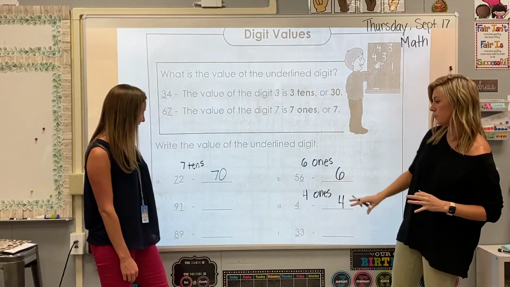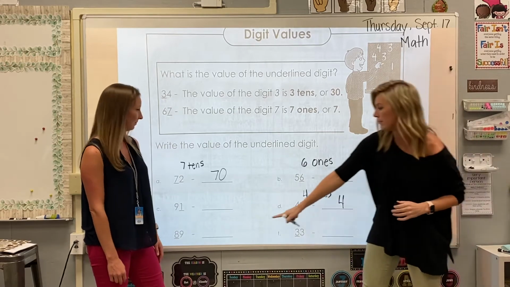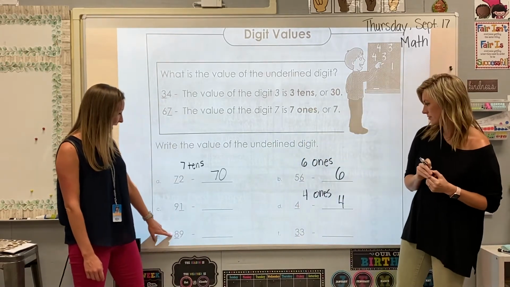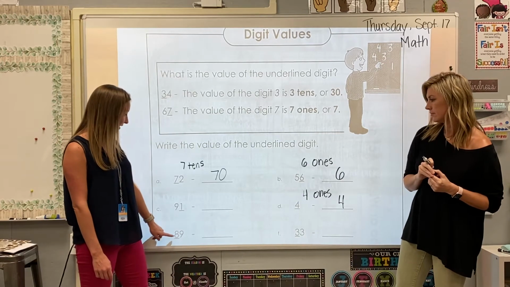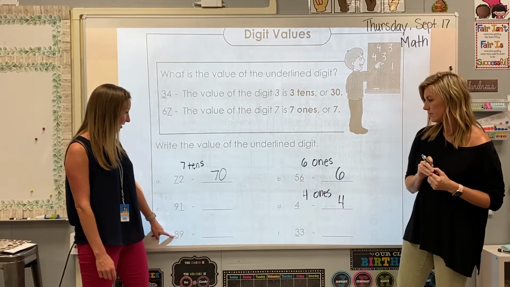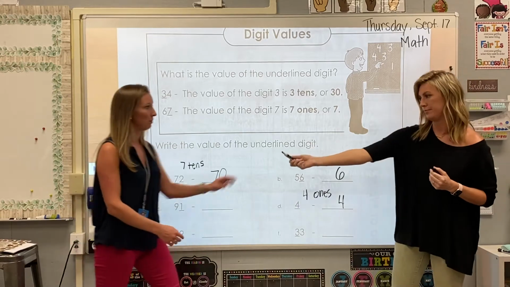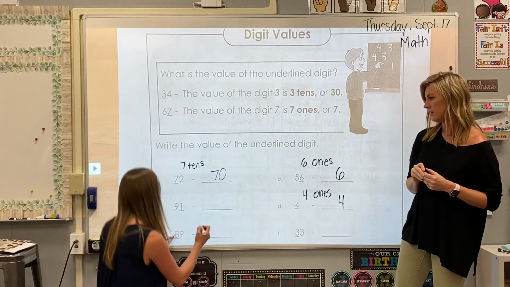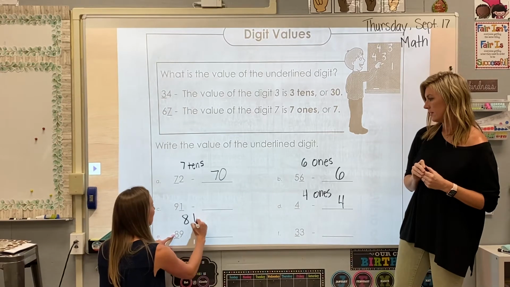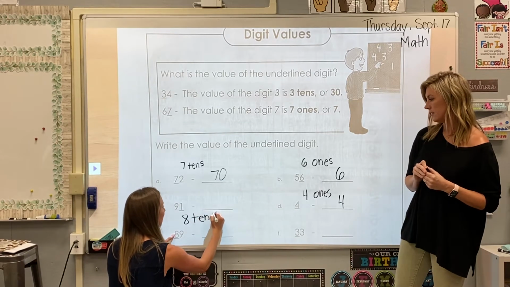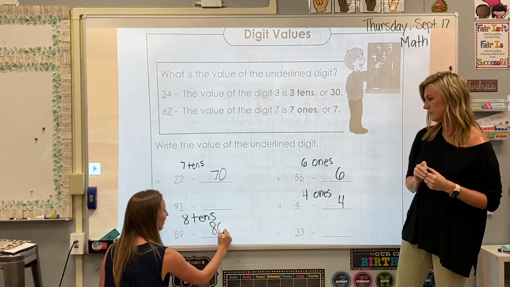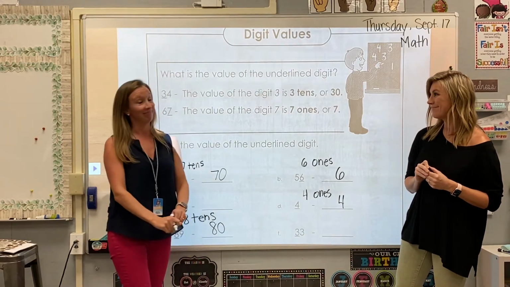Should we try one more in the tens place? What if we pop down the E over here? Ooh, okay. So we have the number 89, and I'm noticing that the number 8 is underlined. Do you want me to write up here what we should do? Would you mind? So if it's 8 in the tens place, that means it's going to be 8 tens, and 8 tens is equal to 80. Yep. Not so bad.